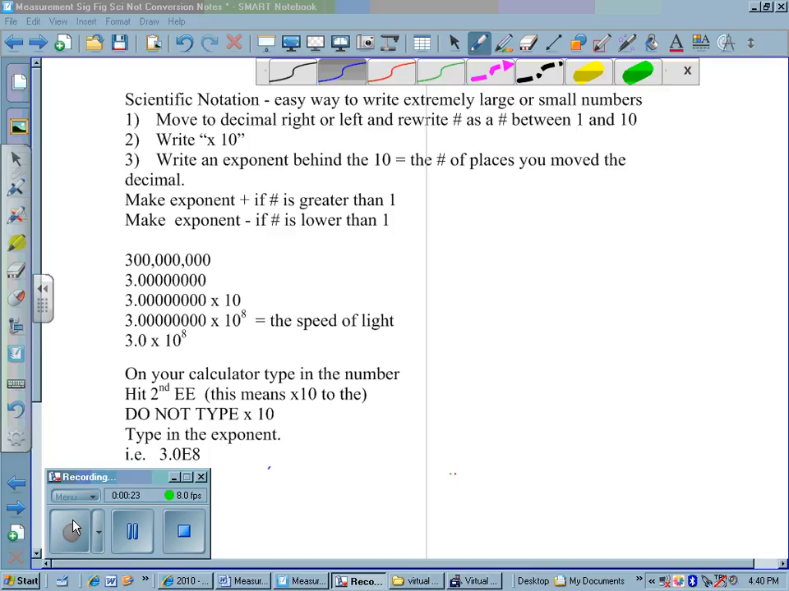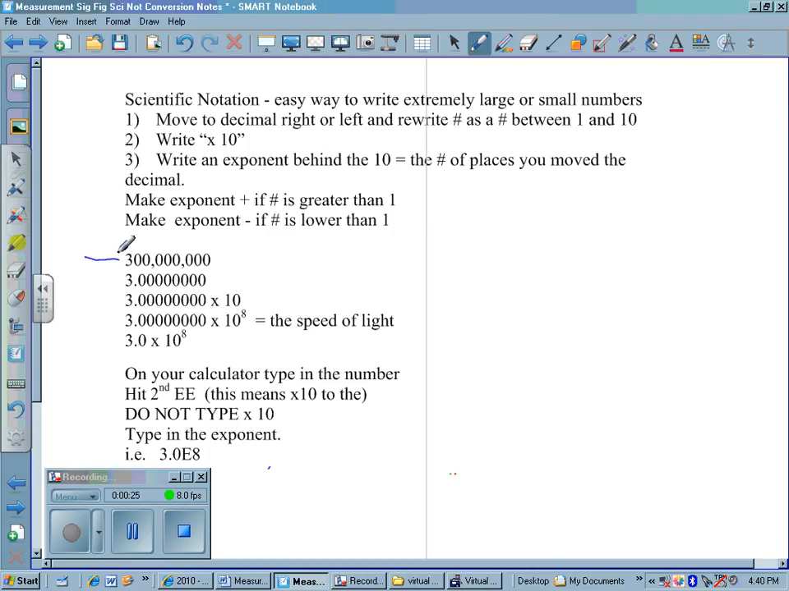So if you notice, I have this number 300 million right here in the middle, and that's a pretty long number to write. It's not the longest number, but it's pretty good size. And I don't want to have to write all those zeros all the time. So I'm going to follow these 3 steps up here and show you how we could put this in scientific notation. And each step corresponds with the one below it. So for instance, this would be step 1, and this would be step 2, and step 3, and so forth.